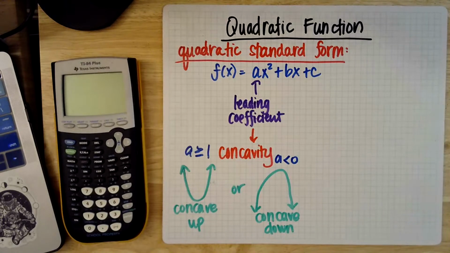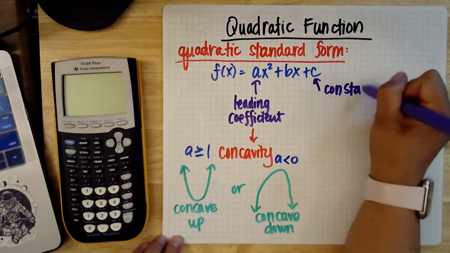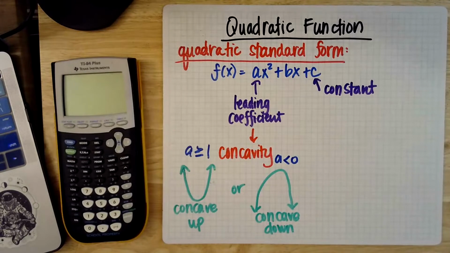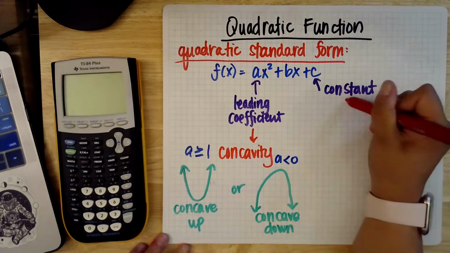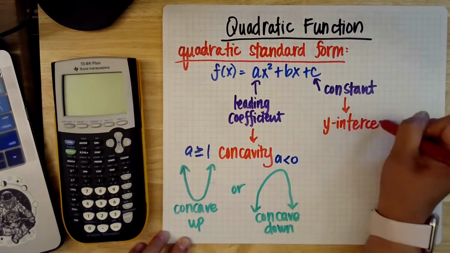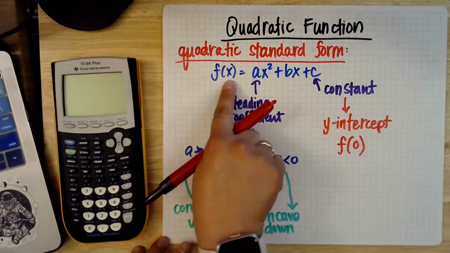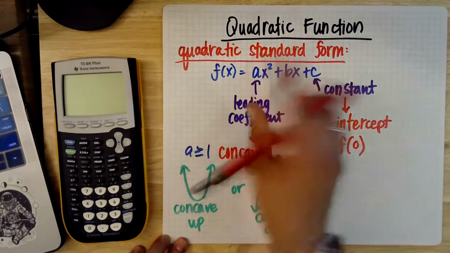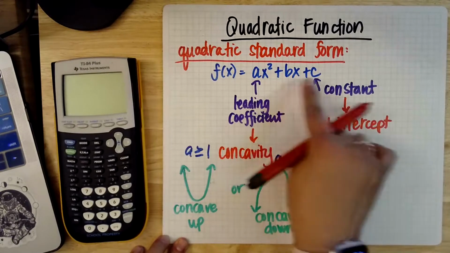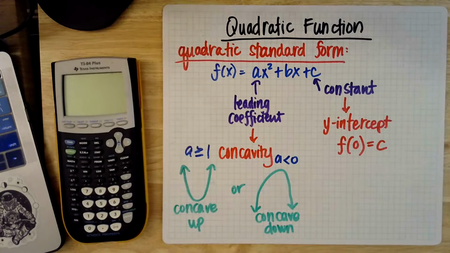The next value that is also very important is my constant. My constant here is going to tell me something about the y-intercept, which in this case we call f of 0. Because when I let x be 0 here, this has a 0 multiplied by a, that's a 0, plus 0 here as well. So f of 0 will equal c. That's going to be my y-intercept. So far, that's quadratic standard form.